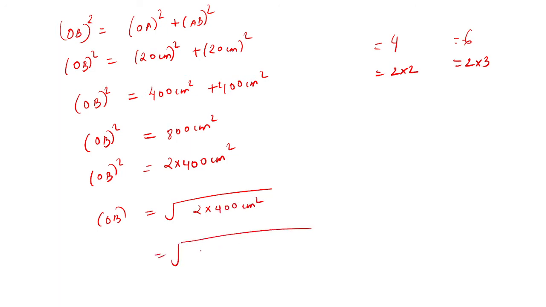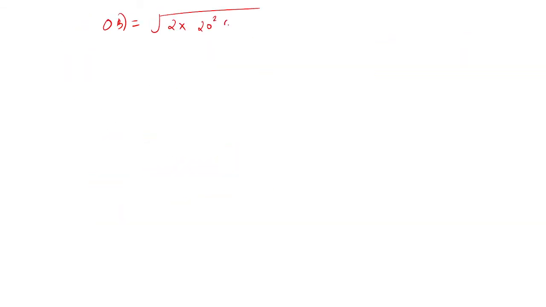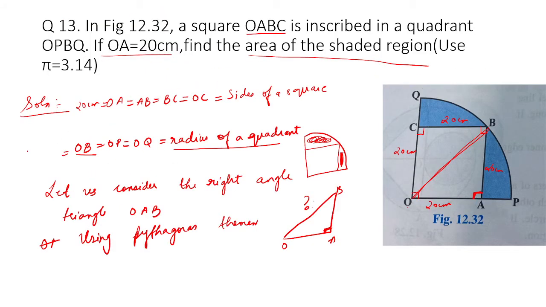Now 400 can further be written as 20 into 20, which is 20 square centimeter square. So you can cut the square root, and you're left with 20. Root 2 will still remain because it does not have a power 2, so you cannot cut the square root from 2. So your OB is equal to 20 root 2 centimeter. And what is OB? OB is nothing but the radius of the quadrant.